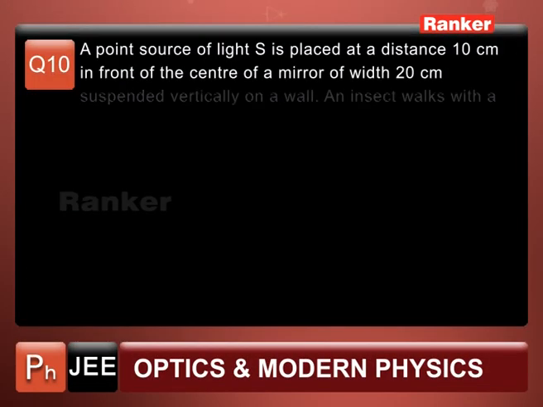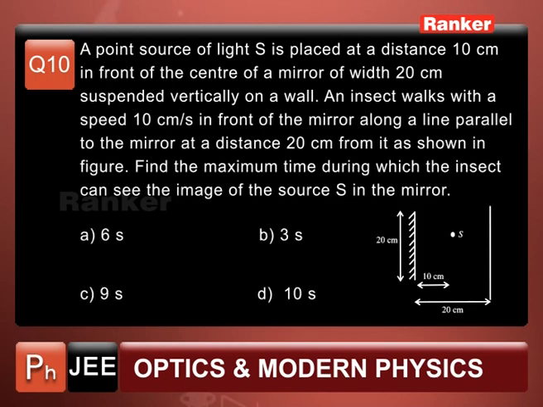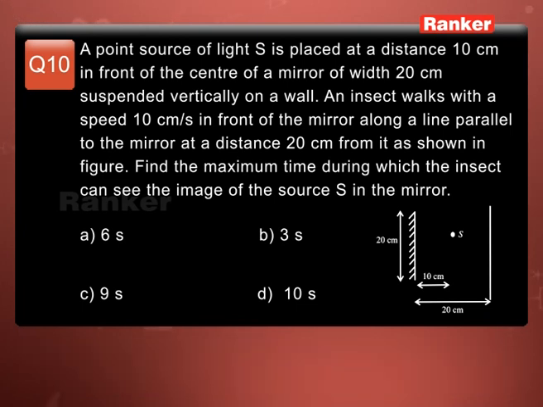Now the next question is, a point source of light S is placed at a distance 10 centimeter in front of the center of a mirror of width 20 centimeter, suspended vertically on a wall. An insect walks with a speed of 10 centimeter per second in front of the mirror along a line parallel to the mirror at a distance 20 centimeter from it, as shown in the figure. Find the maximum time during which the insect can see the image of the source S in the mirror.